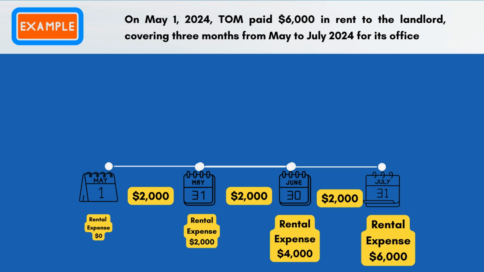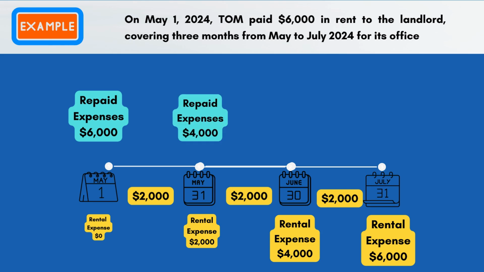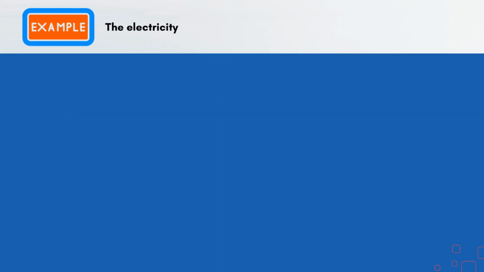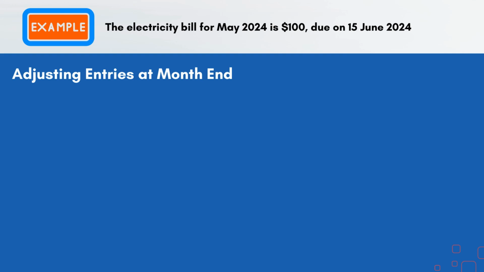As a result, the prepaid expenses, which are accounted for as an asset, would gradually decrease from the initial amount of $6,000 on the first day, reducing by $2,000 each month. By the end of July, the prepaid expenses would reach zero, reflecting that such asset is fully utilized up to the end of July. Lastly, the electricity bill for May 2024 is $100, due on the 15th of June 2024.